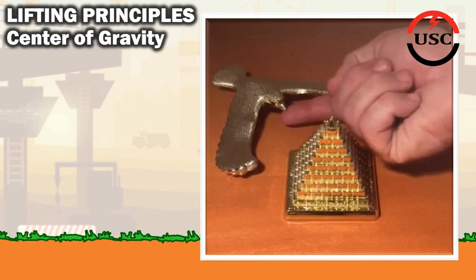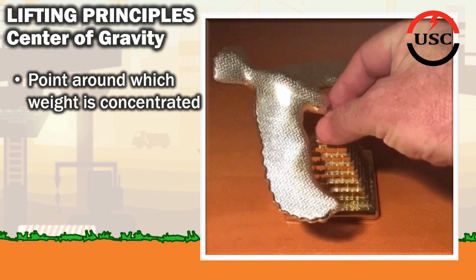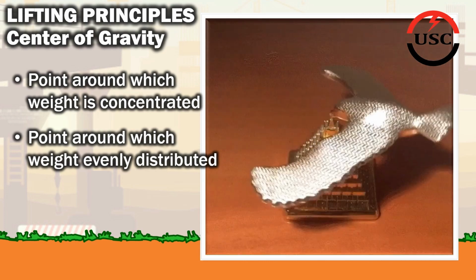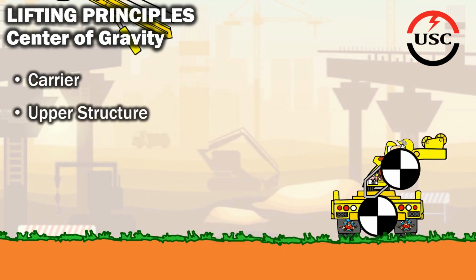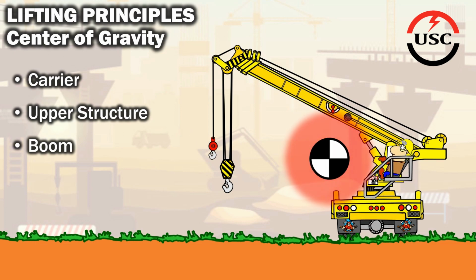Center of gravity is the point of an object where its weight may be considered to be concentrated, the point around which weight is evenly distributed. This is used to achieve and maintain balance. When multiple objects are involved, then the center of gravity of the individual parts constitutes the center of gravity of the whole, as is the case with digger derricks, cranes, forklifts, etc.